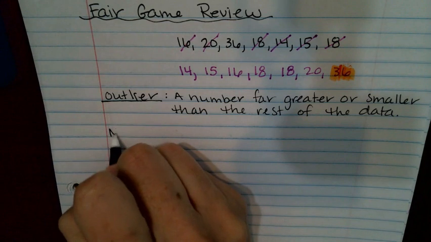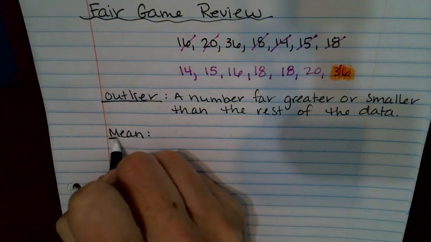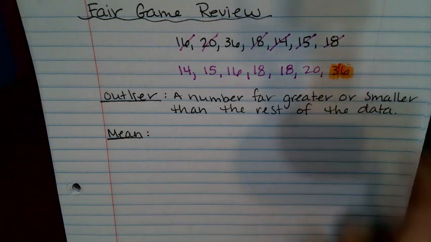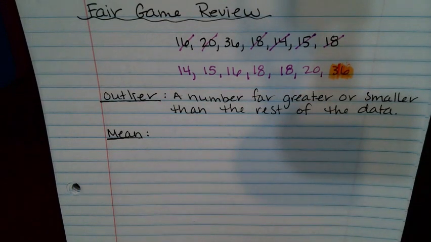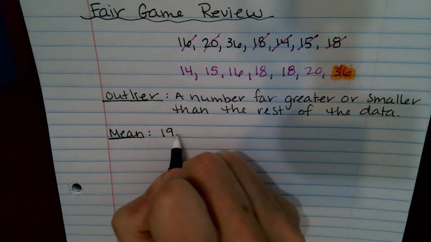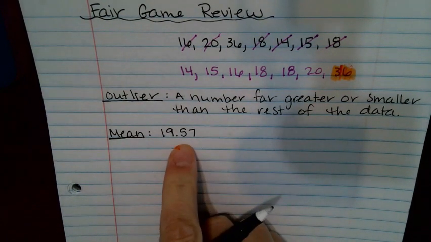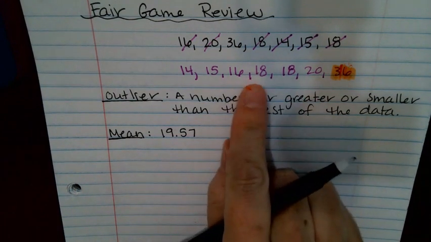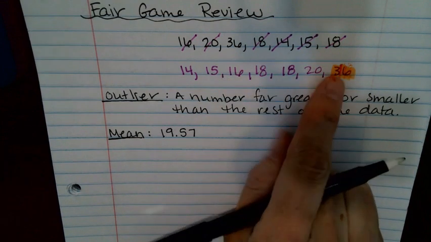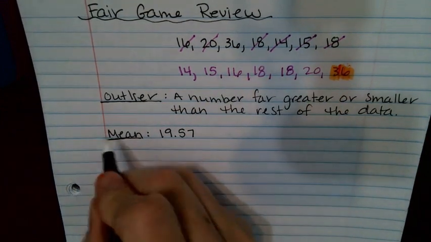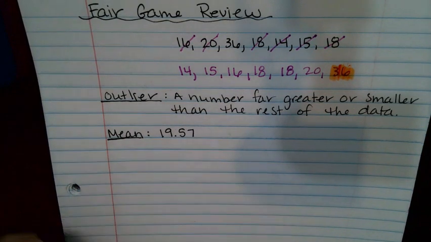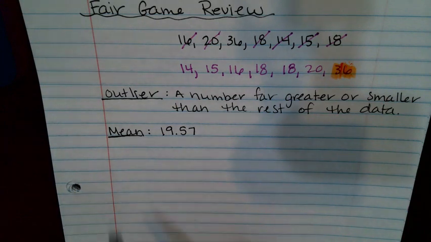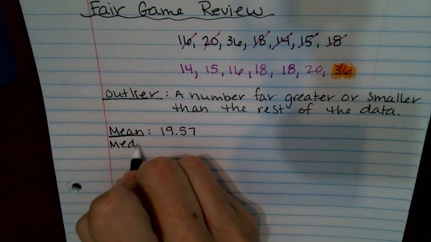So for instance, if I were to calculate the mean of this set of data, remember we add it all up, and then we divide by 7, you're going to get 19 and 57 hundredths. Now when I'm looking at that, that's way up here. Does 19 and a half really describe most of my data? It kind of doesn't. And so when you have an outlier, you usually do not use the mean to describe the data. And that's why the median is so important, okay?